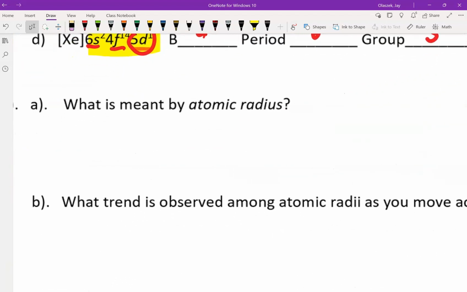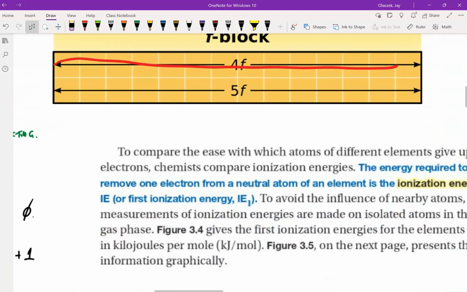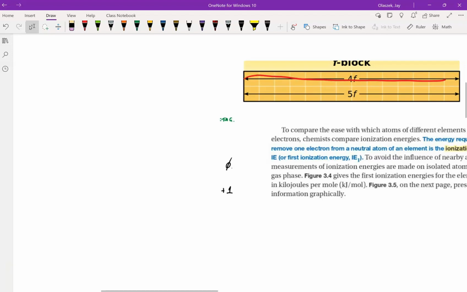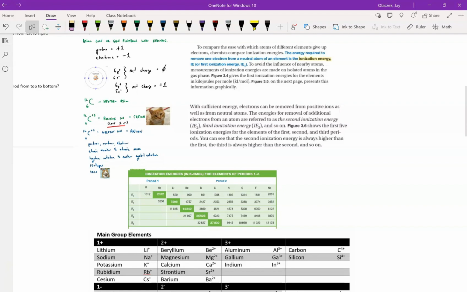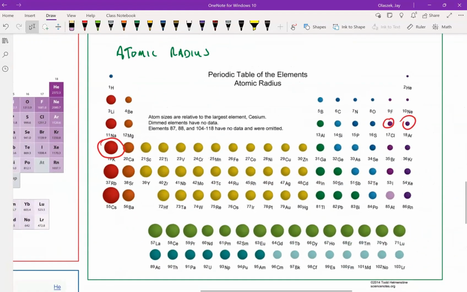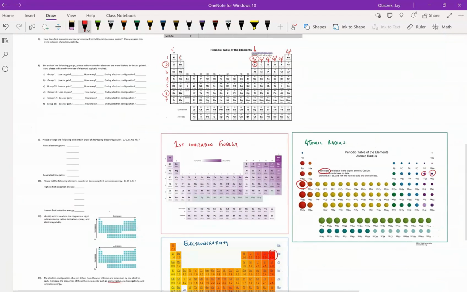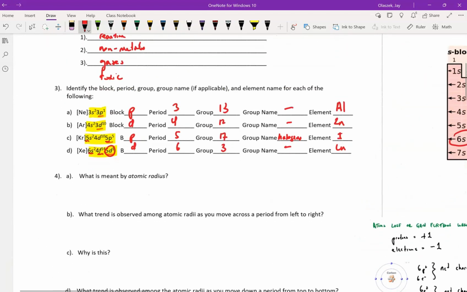Okay, what is meant by atomic radius? Right here is atomic radius. We've got a table that shows us atomic radius right here. Atomic radius, atom size is our radius. The bigger the atom, the bigger the radius. So we'll say, what is meant by atomic radius? How big is an atom?